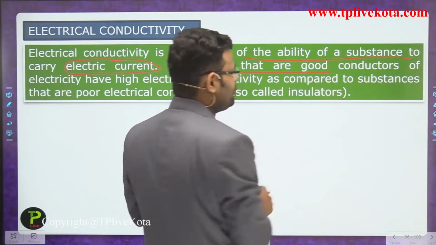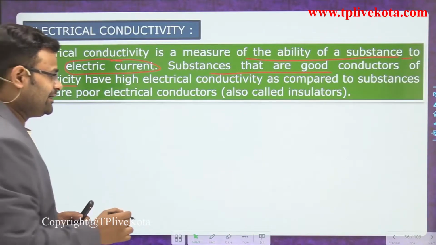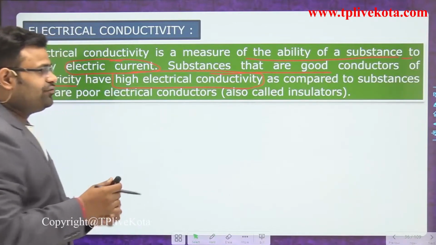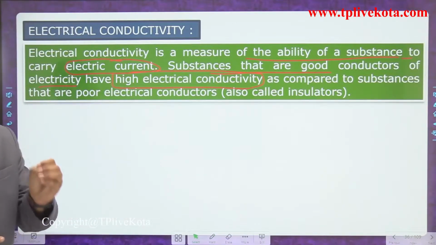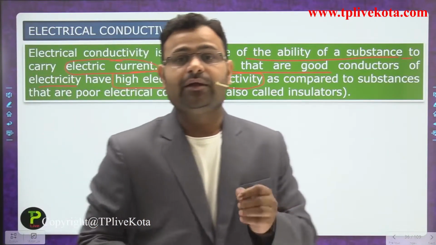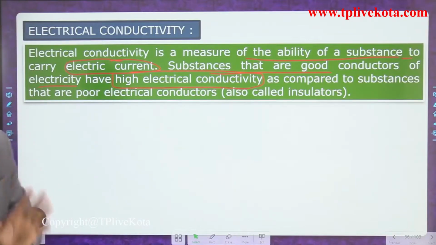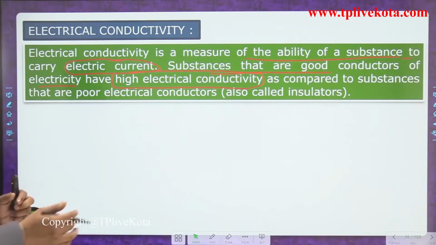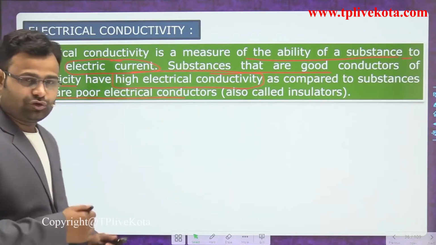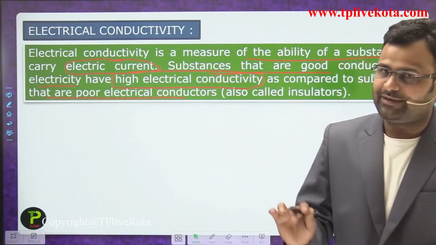Substances that are good conductors of electricity have a high electrical conductivity. If a material is a very good conductor, a maximum amount of current will flow through that substance, as compared to substances that are poor electrical conductors, which are also called insulators. So previously we discussed materials based on electricity.